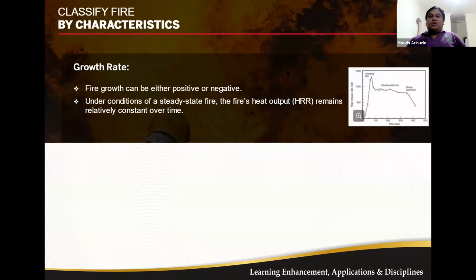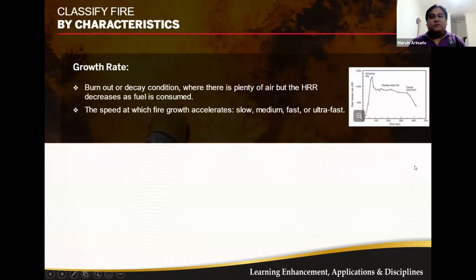A second category used on growth rate is steady state fire. Under the steady state fire, the fire's heat output or heat release rate remains relatively constant. So relatively meaning almost constant over time. That is a second category of fire. We call it steady state fire.